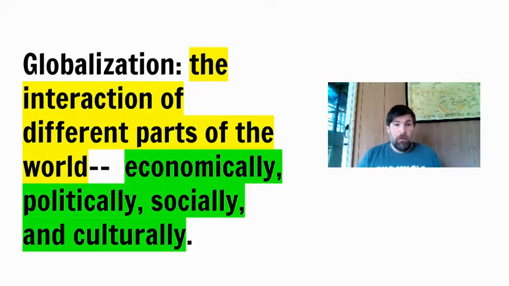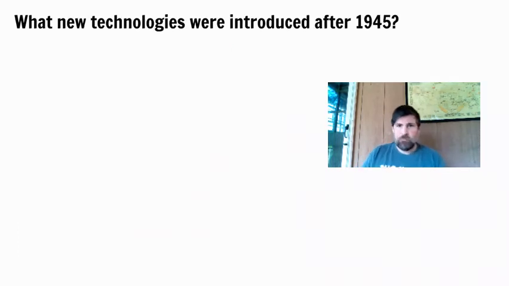with each other. And then the second half of the statement is just four different kinds of ways that this happens. There's probably more than that, but economically, which means money; politically, which means leaders of different countries interacting with each other; socially, which means that people are coming into contact with people who live in other parts of the world more often; and culturally, which means art and music and movies and TV, food, all that kind of stuff. So what are the technologies that allowed this to happen?